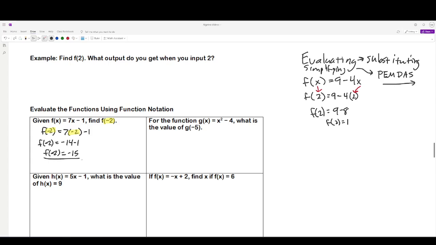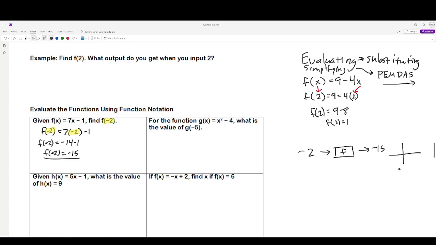The common misconception is that f parentheses negative 2 is a multiplication operation, but it's not. It's saying f of negative 2. So it's saying negative 2 is the input to the function f. So negative 2 goes into f, and out comes negative 15. On a graph, that means there'd be a point at (-2, -15) way down here.